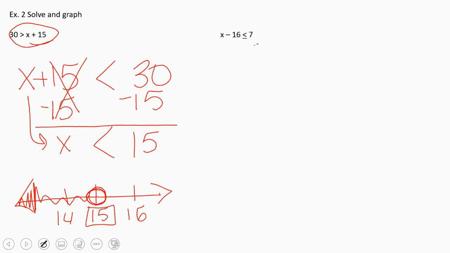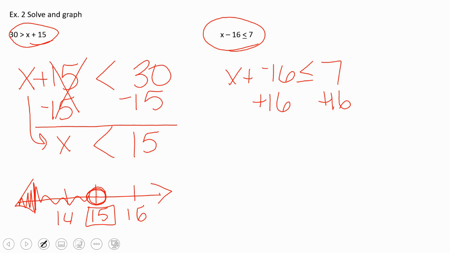Okay? This one over here, the variable is already on the left, so we don't need to flip it, but I am going to change to addition if subtraction confuses you. If you're good with the subtraction, you can leave it. If it confuses you and you get messed up with positives and negatives, just change it to addition to keep your life simpler. Now we have to get the variable by itself. So we're going to add a positive 16 to both sides. So this goes to 0. So you get x is less than or equal to 23.